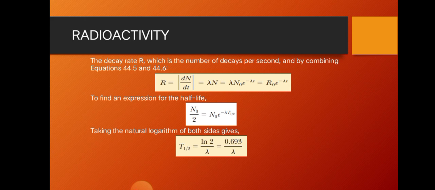Another parameter useful in characterizing nuclear decay is the half-life, T 1/2, the half-life of a radioactive substance.